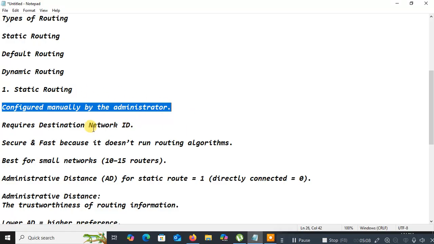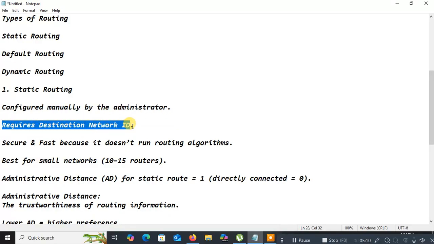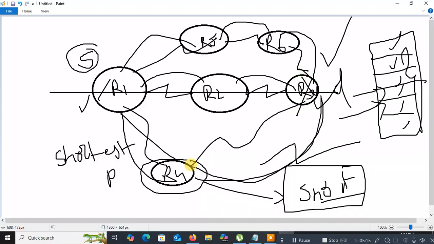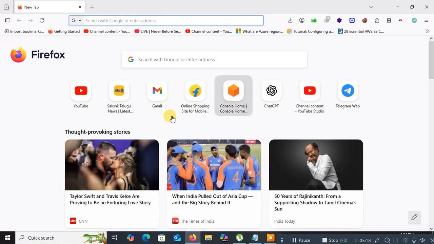For configuring static routing, we need a destination network address. We need a destination network address. Understood?